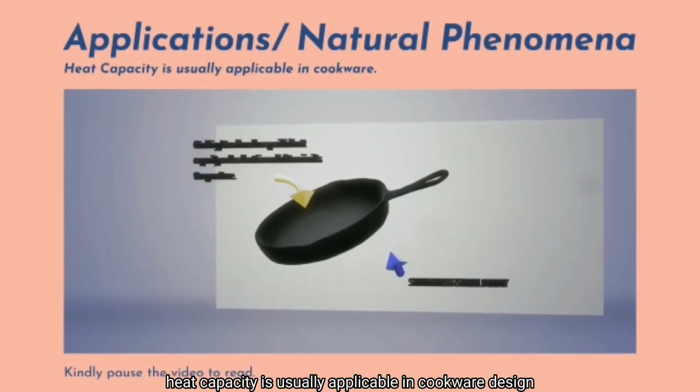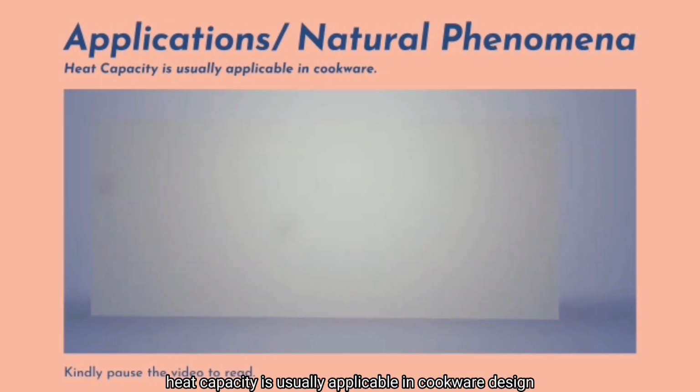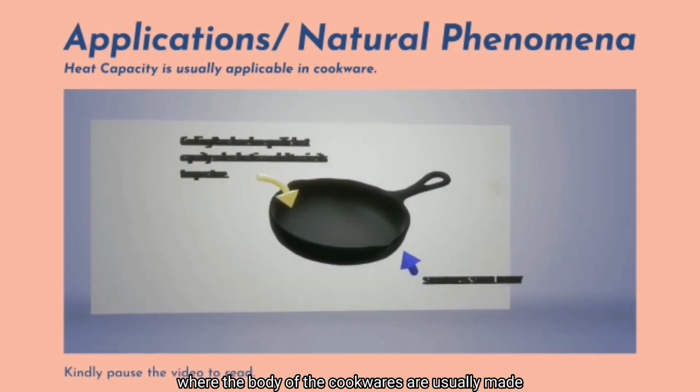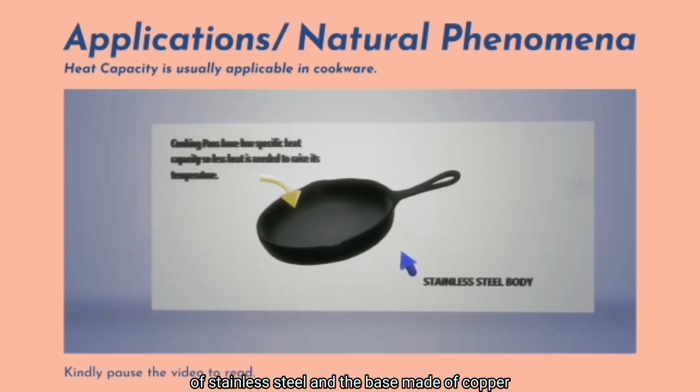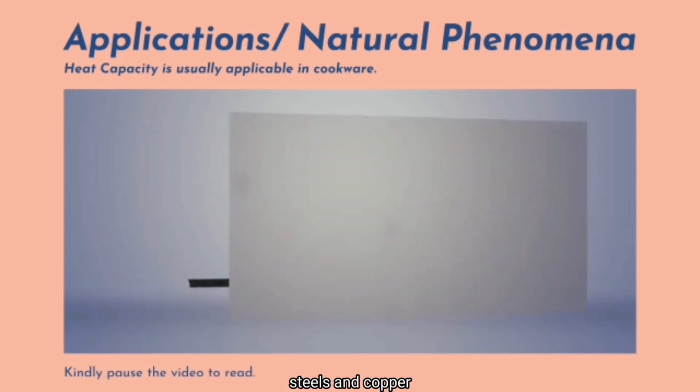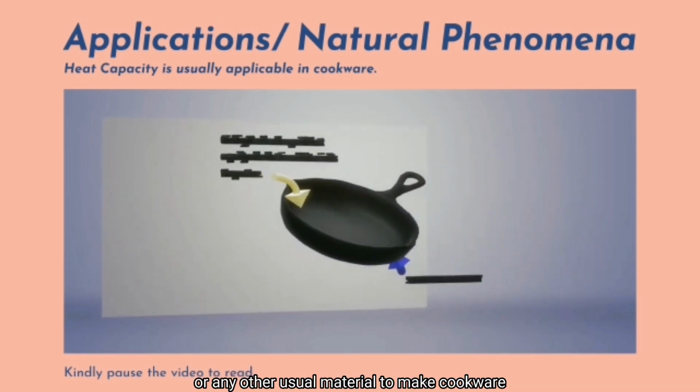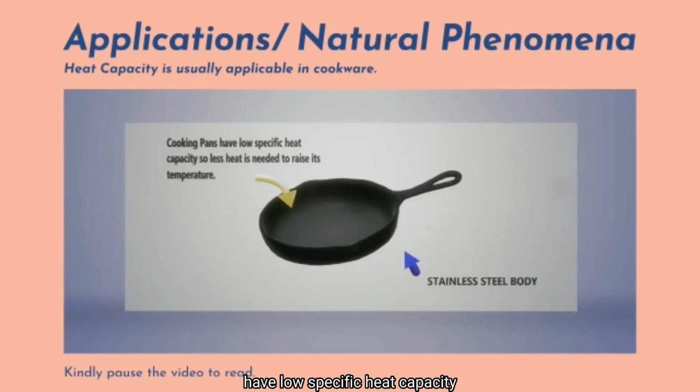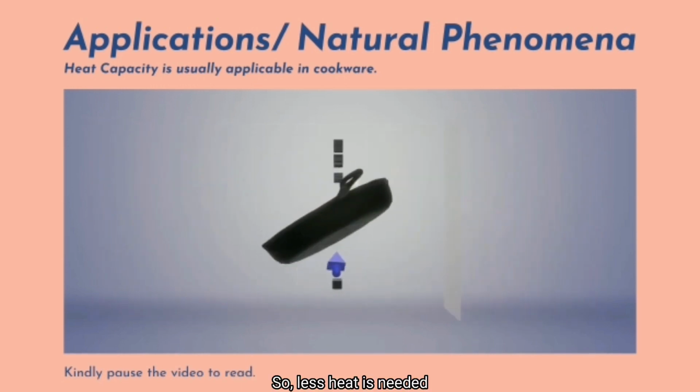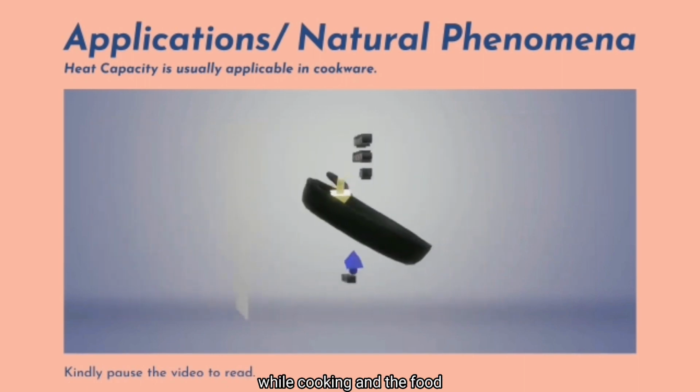In daily life, heat capacity is usually applicable in cookware design, where the body of the cookwares are usually made of stainless steel and the base made of copper. For your information, steels and copper or any other usual material to make cookware have low specific heat capacity. So, less heat is needed to raise the temperature of the cookware while cooking, and the food will be cooked in a short time.